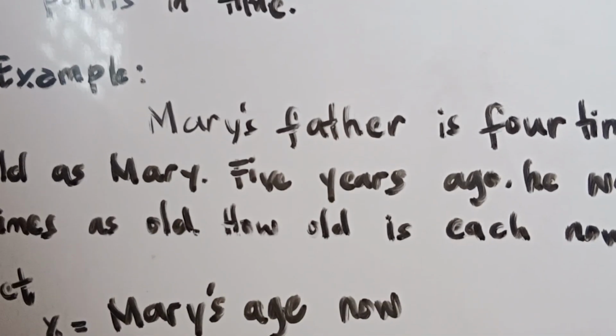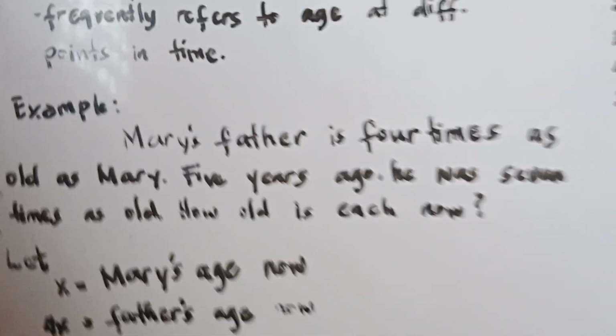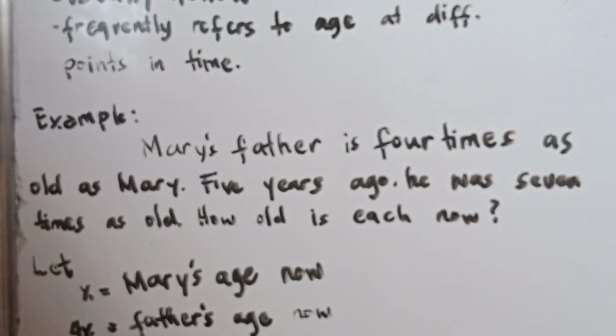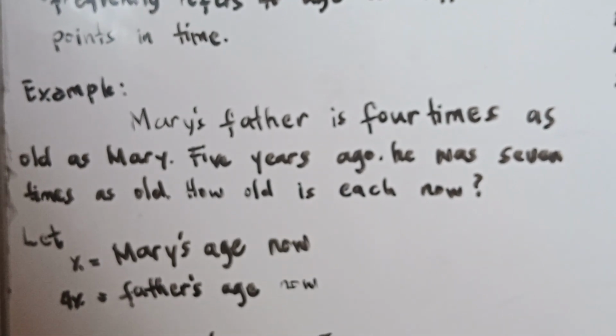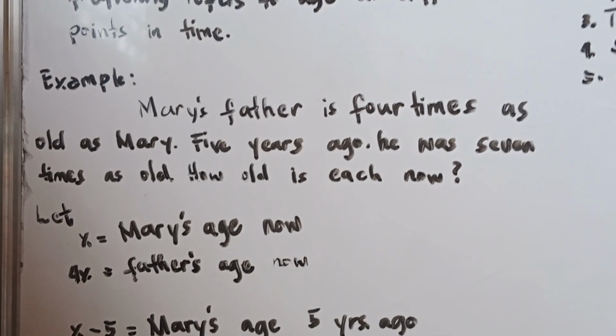So I'll give you a specific example. Mary's father is 4 times as old as Mary. 5 years ago, he was 7 times as old. How old is each now?